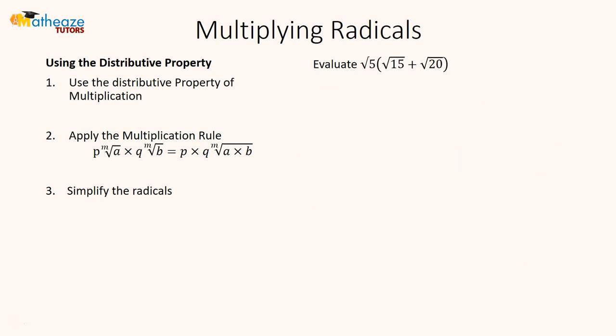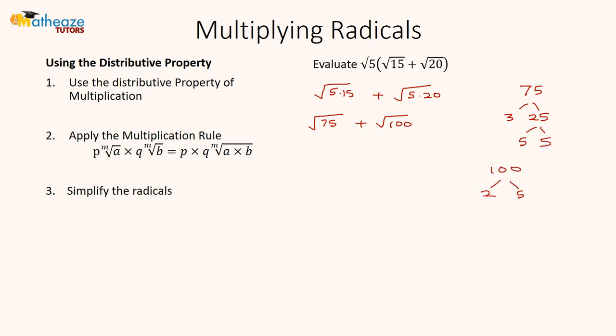We're going to apply the same method here again. So it's going to give us square root of 5 times 15 plus square root of 5 times 20. So we have a square root of 75 plus a square root of 100. 75, 3 and 25. 25 is 5 and 5. And then for 100, 2 and 50, 2 and 25, 5 and 5.